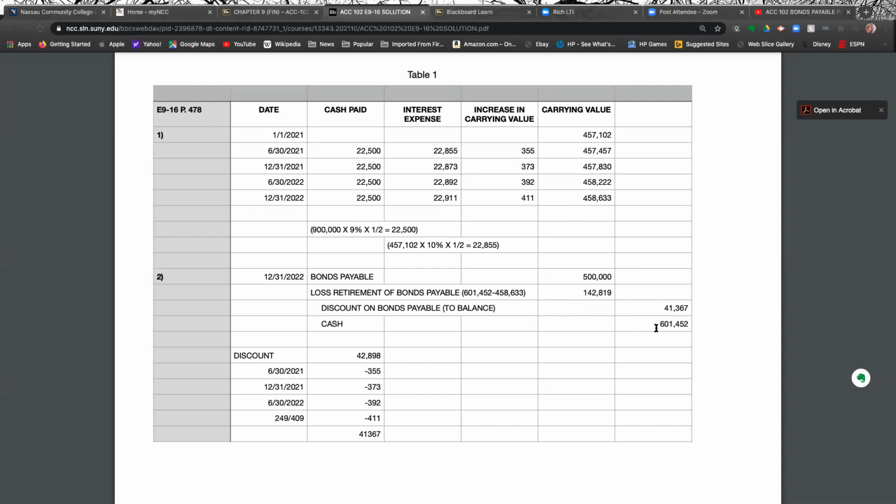Well, what's the difference between those two amounts? It's a debit of 142,819, and because it's a debit, we call it a loss. Loss on retirement of bonds, 142,819. If it was a credit, it would be a gain on retirement of bonds. But here, because it's a debit amount, you need a debit amount to balance the entry. We call it a loss. So that's crazy, right? That's weird.